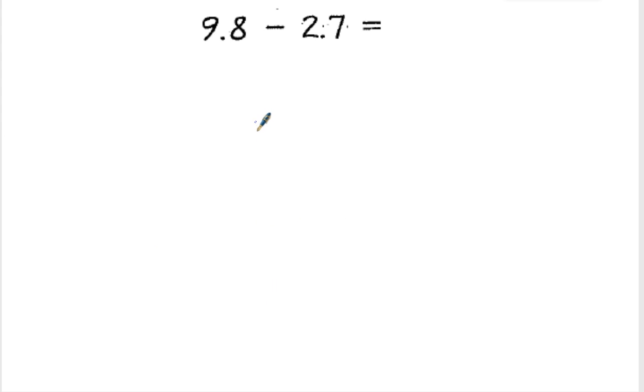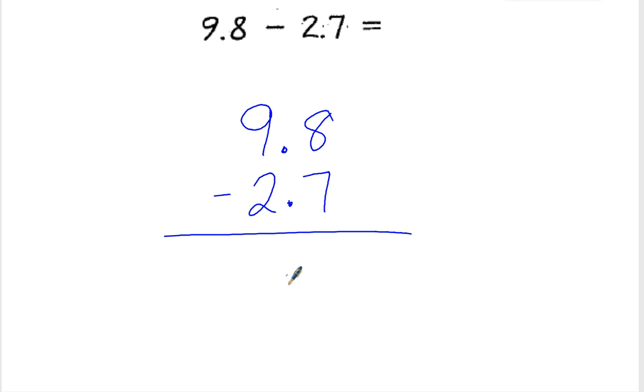Okay, so let's do this next one. We have 9 and 8 tenths minus 2 and 7 tenths. Okay. Decimal comes straight down. 8 minus 7 is 1. 9 minus 2 is 7. So the answer is 7 and 1/10. Make sure to keep numbers on the correct side of the decimal point.